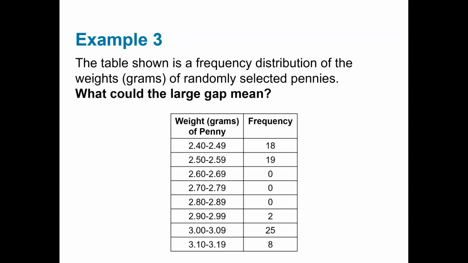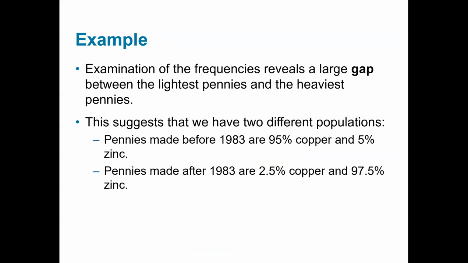So if we take a look here, the table shown is a frequency distribution of the weights of randomly selected pennies. What could the large gap mean? You can pause this and try on your own or stay with me. So we've got that clearly a lot of pennies weigh that much, and then clearly a lot of pennies weigh a lot more. So what do you think that means? They're probably made of different material. And so if we think about it in terms of what pennies were actually made of before 1983 and after, it makes sense that we would have a gap between the two.